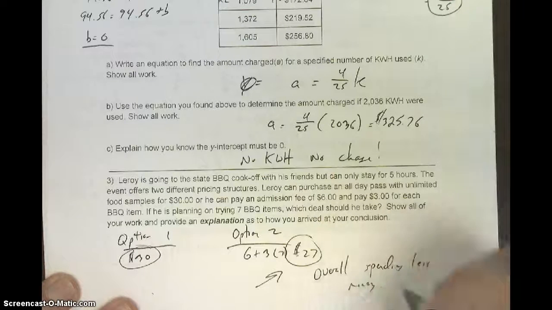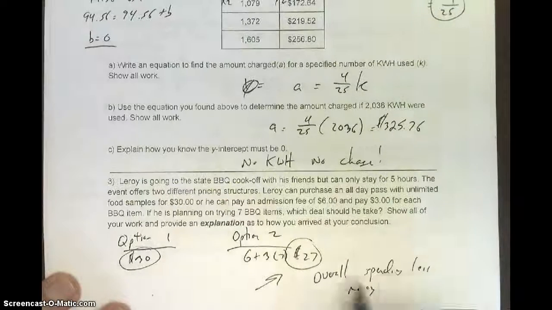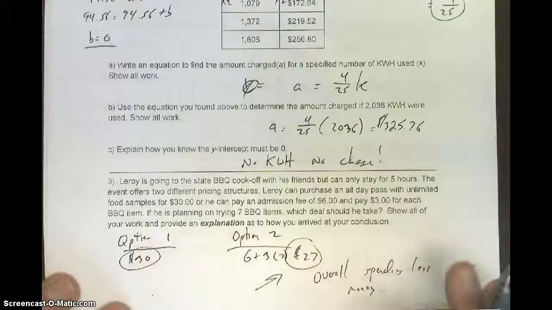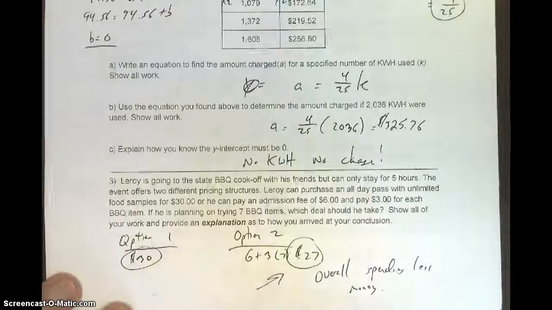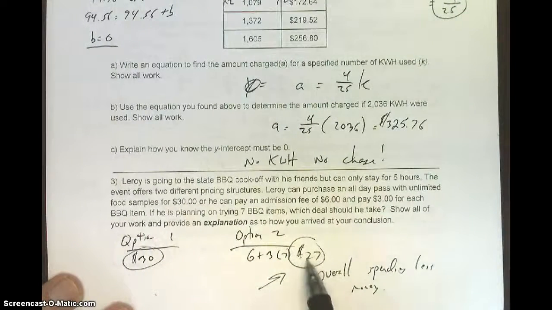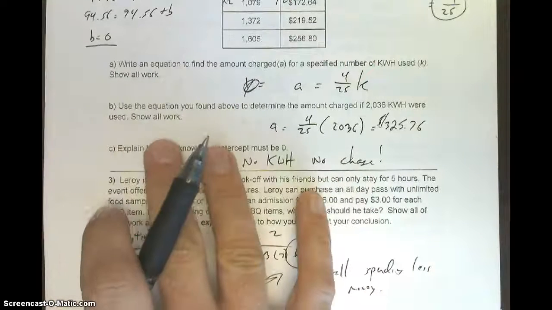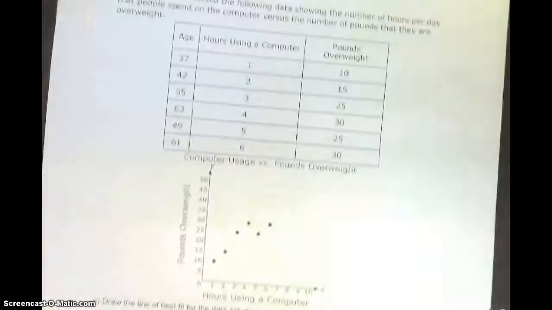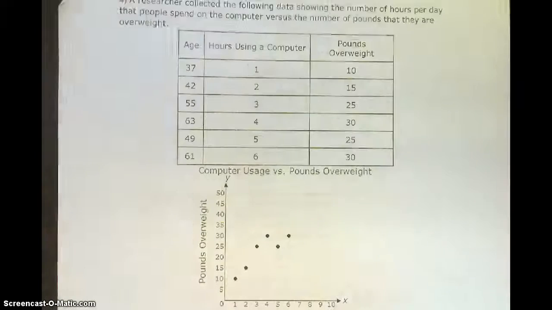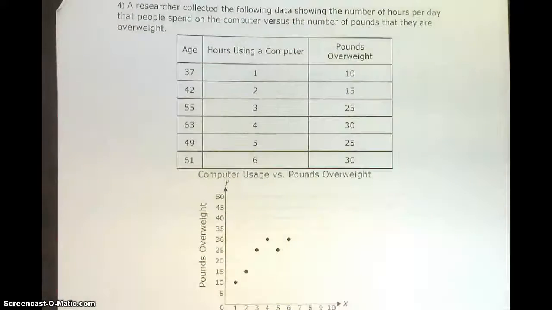And again, I'm kind of shortening this because I don't want to run out of time for this video, but really sell that. Explain how, for the situation at hand, we know that Leroy only wants to try 7 barbecue items, so it's in his best interest to go ahead and take option 2. Okay? All right. Now, as far as this last one goes, we'll get you guys started here.